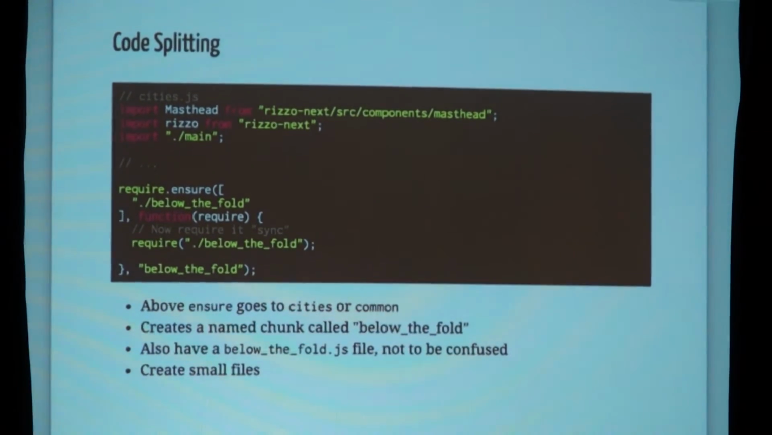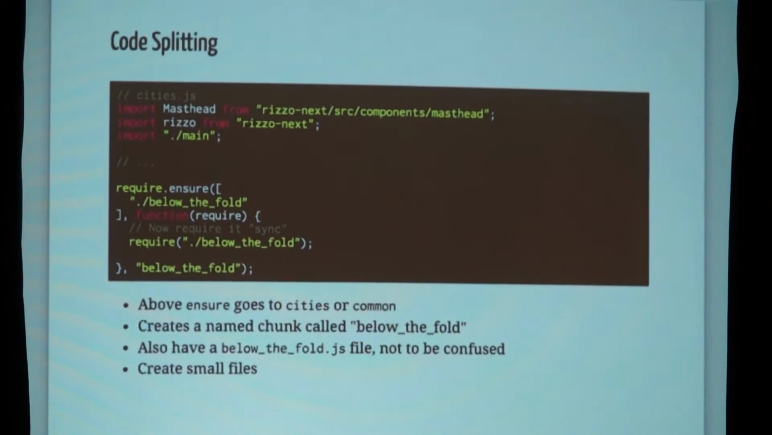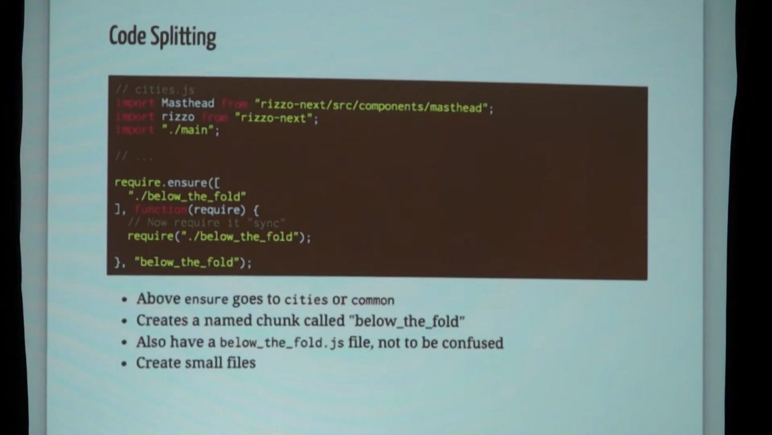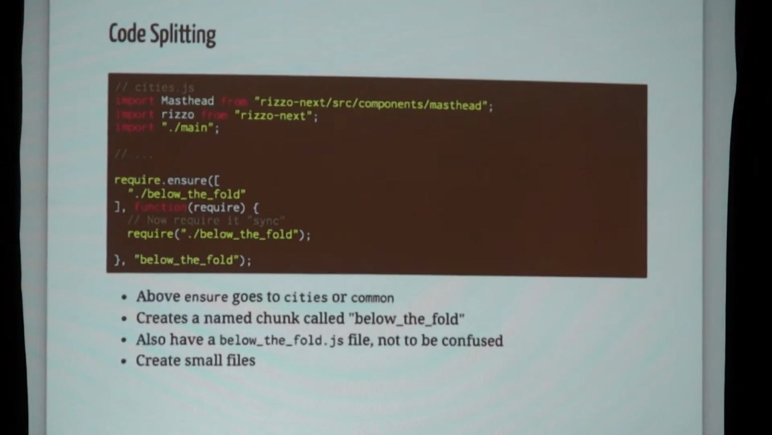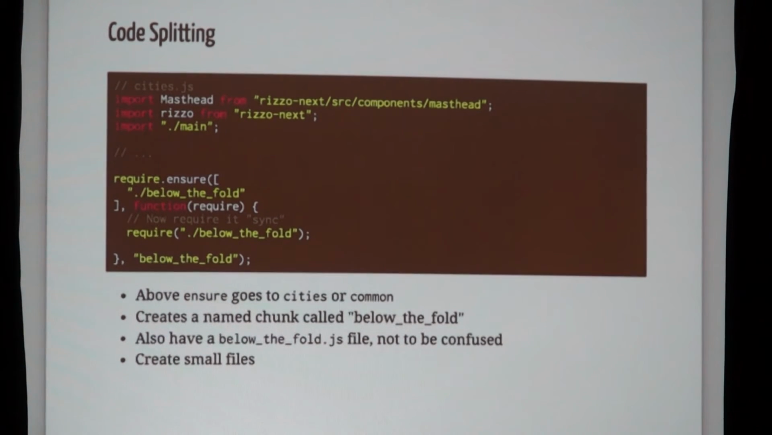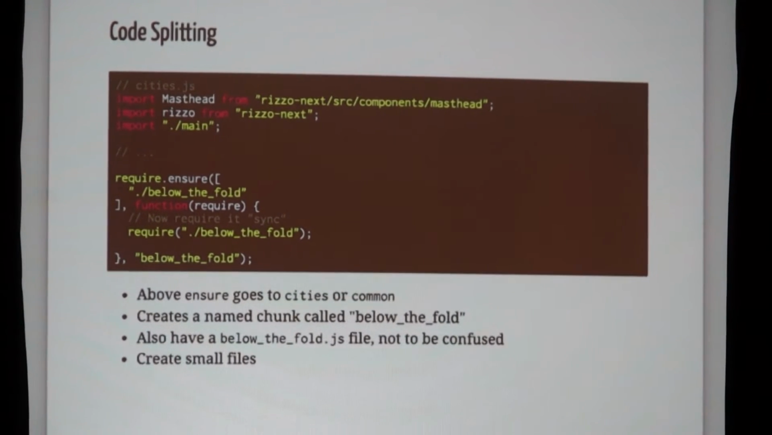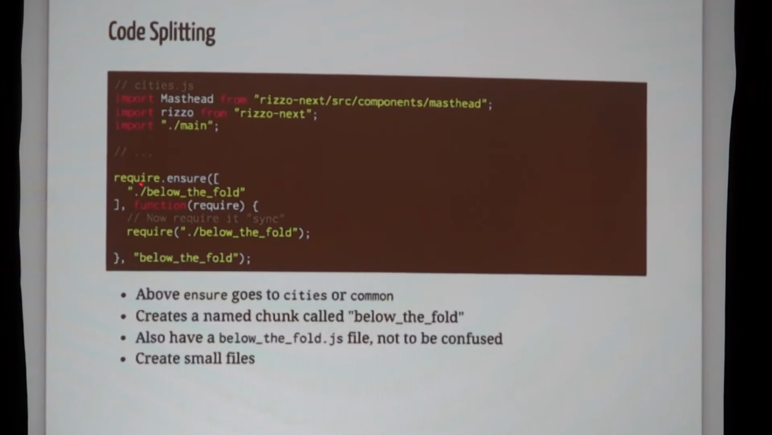So for us, I knew exactly what modules were above the fold because I have everything broken out into the source components directories, header, navigation, the masthead, whatever. I knew exactly what components were above there. So in each one of my entry chunks, I said, well, I know I need my masthead, I know I need Reso, and then I have this /main, which loads a few other things like my navigation, my header, analytics, ads, whatever that I know needs to be up there. So then I do this weird looking thing where you say require.ensure, and then I give it an array of things that I want to load below the fold.